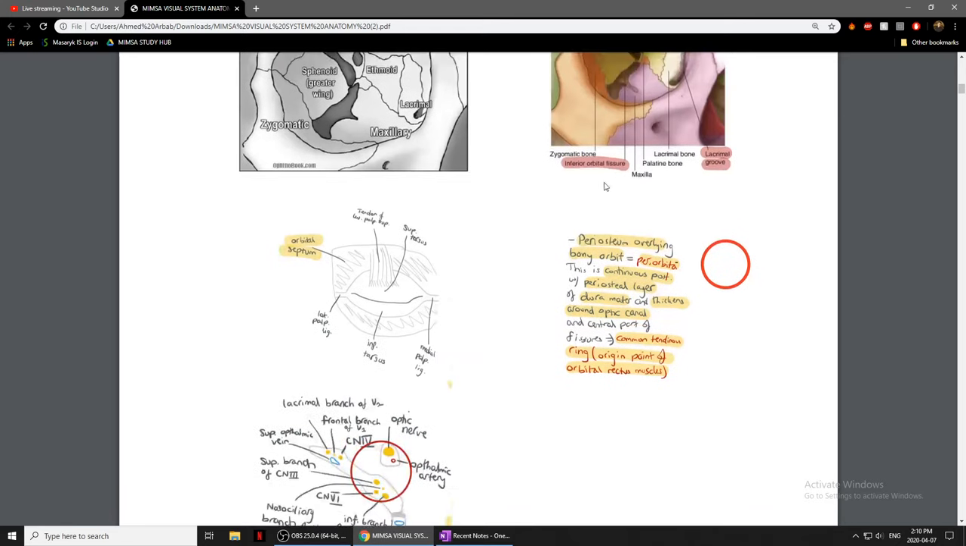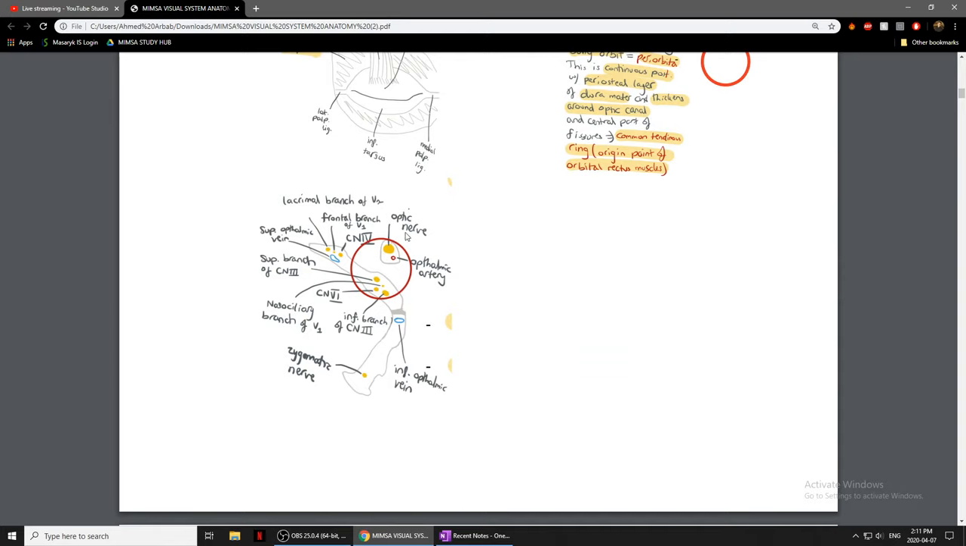So just really quick, we can move on to the actual structures that enter through the superior and inferior orbital fissures. So the superior orbital fissure, outside of the common tendinous ring, we have the lacrimal branch and the frontal branch of V1. So V1 refers to the first branch of the trigeminal nerve. So the trigeminal nerve is cranial nerve 5. So V, the Roman numeral for 5. And then it has three branches, V1, ophthalmic, V2, maxillary, and V3, mandibular.